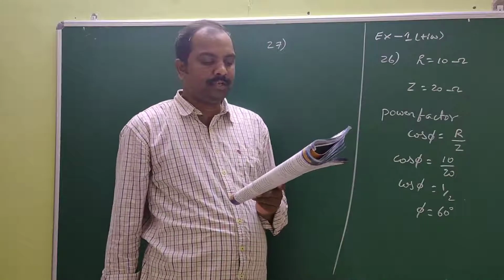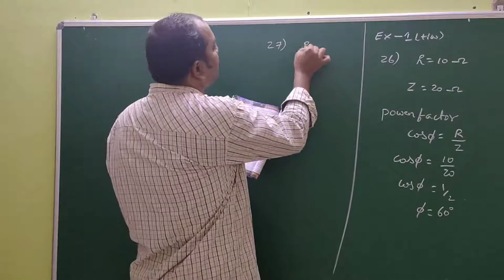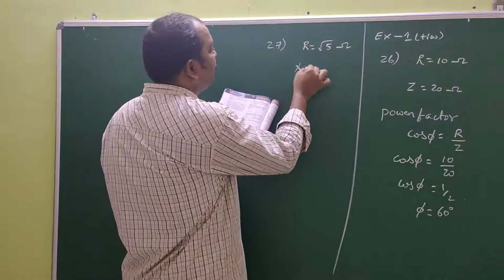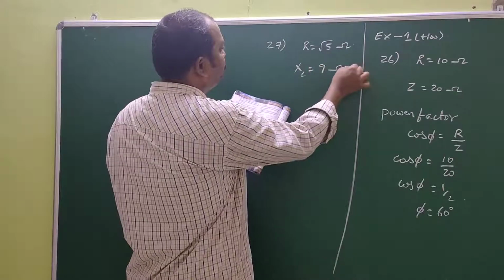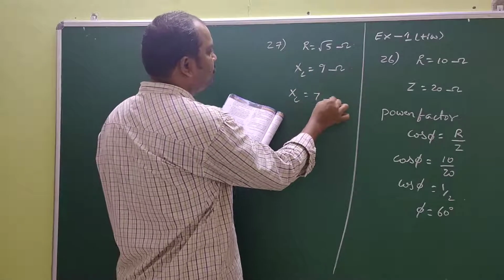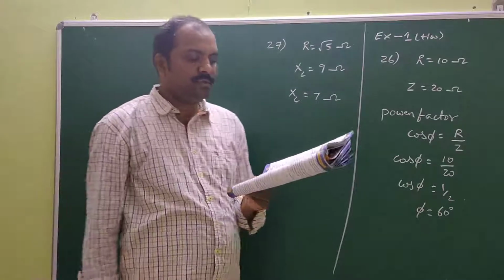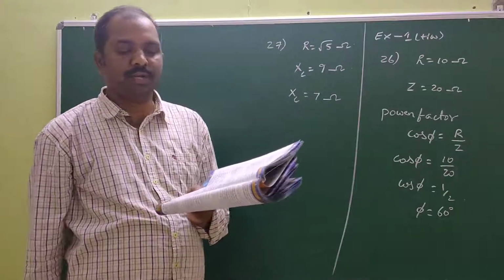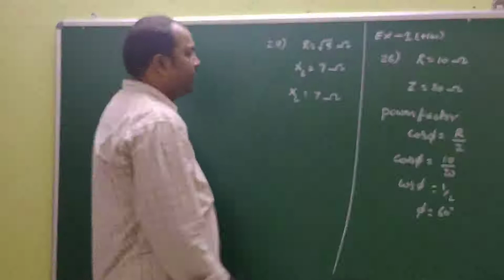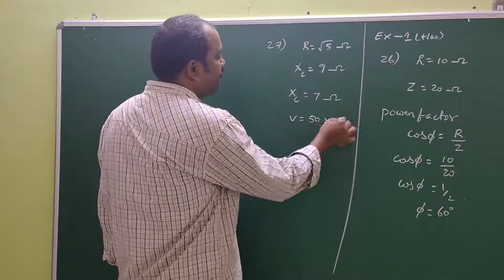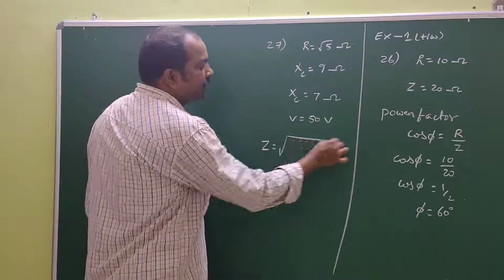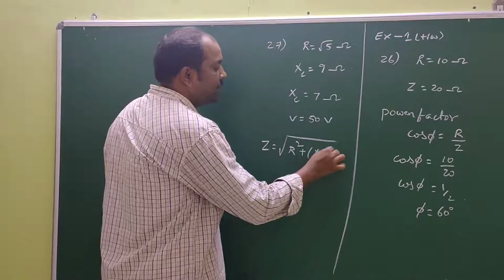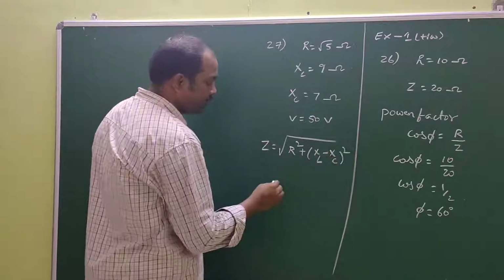In an LCR series circuit, resistance R equals root 5 ohm, inductive reactance is 9 ohm, and capacitive reactance is 7 ohm. If the applied voltage in the circuit is 50 volt, then the impedance of the circuit in ohm will be. The applied potential is given as 50 volt, but they are asking for impedance. Impedance is equal to under root of R square plus (XL minus XC) whole square.